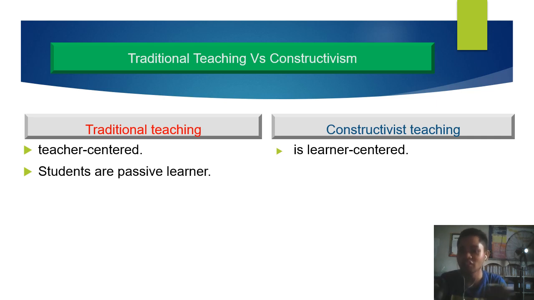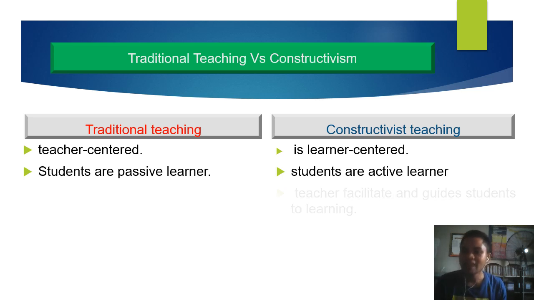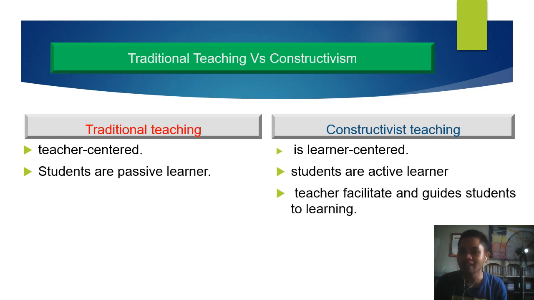Okay, so again, that's the difference between the two. Traditional teaching is more teacher-centered, and the students are passive learners, meaning the teacher spoon-feeds the information to the learner. Unlike constructivist teaching, which is more learner-centered, the learners are active learners and they are the ones who construct the information, while the teacher is just a facilitator. So I hope that's clear.